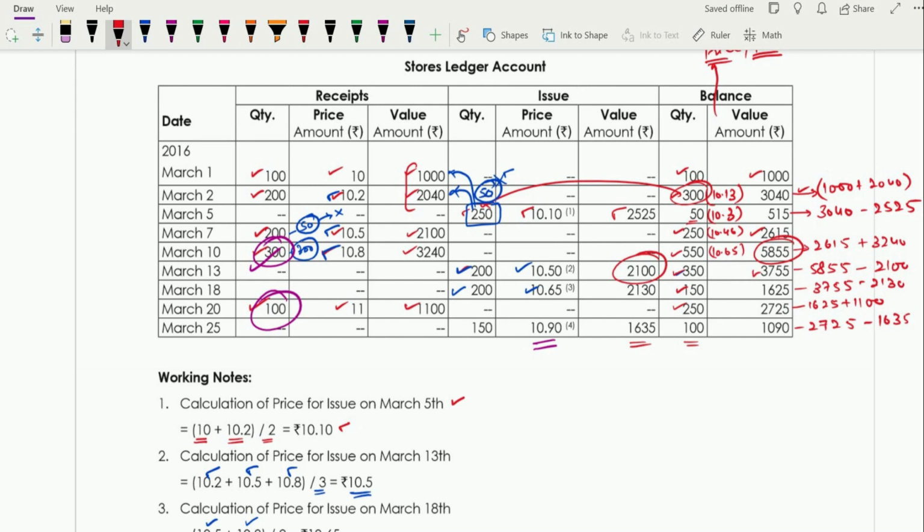Clear? Any doubts? So remember always one thing. When you are using the simple average, first thing, you do not have to consider the units when you are calculating the price. Right? When you are calculating the issue price, you do not have to consider the quantity. If you are considering the quantity, then you are applying weighted average, not simple average. Right? Second thing is, you have to consider in terms of quantity, you have to consider the FIFO method, that the units which are received first, you are issuing those units first. Right? So this is the value that is left with us, that is 1090.